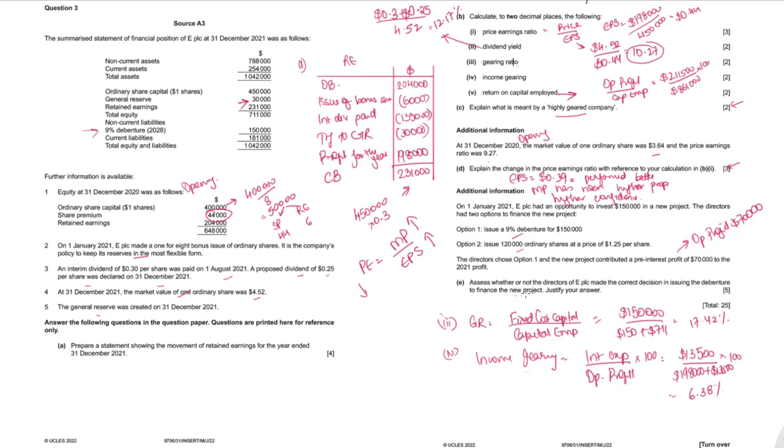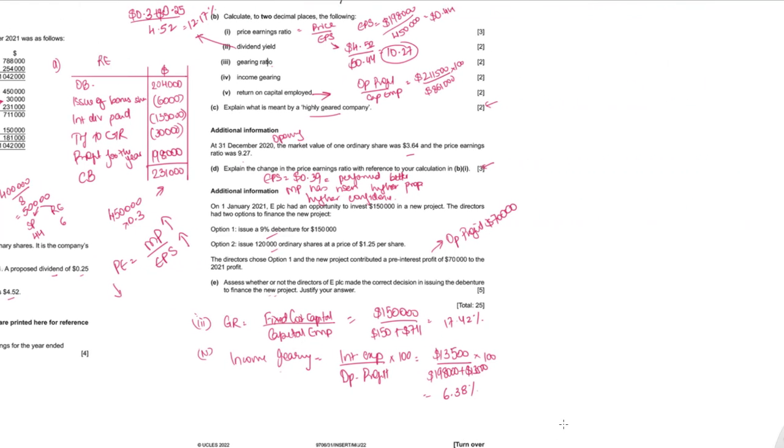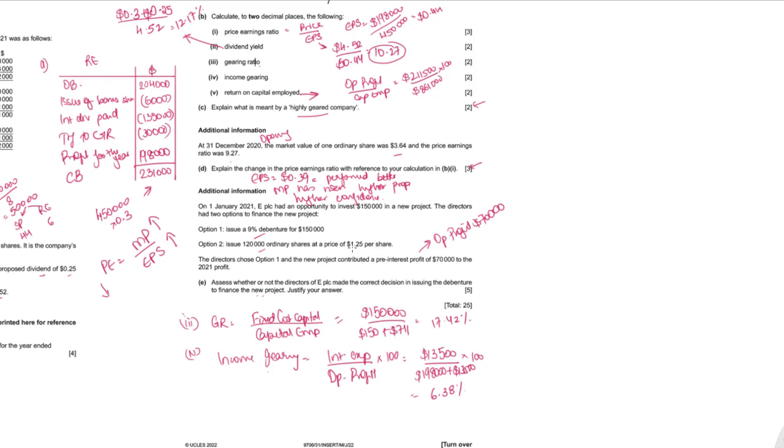Assess whether or not the directors of EPLC made the correct decision in issuing the debenture. So let's see what points we can write. It's 5 marks. You could use 2 or 3 points as a comparison between debt versus equity. With debt, you have to pay a fixed rate of interest, and it has to be paid mandatorily whether you make profits or not. Principal and interest has to be paid on time, whereas in case of equity, there is no commitment to pay any dividend or to return the capital. So you could use these as 2 points.